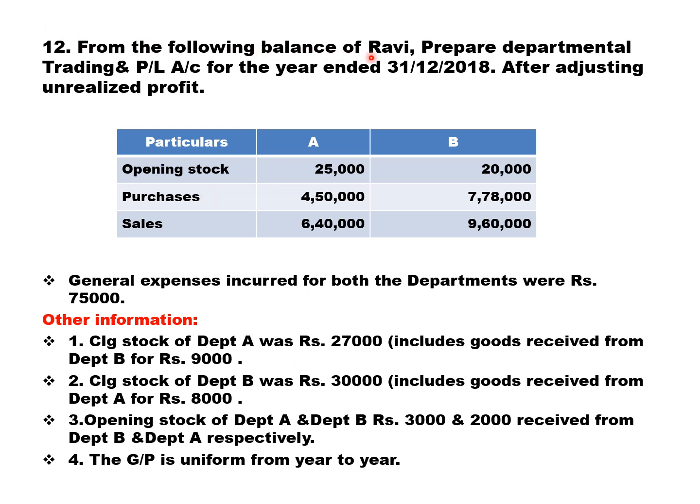From the following balances of Ravi, prepare departmental trading and PL account for the year ended December 18 after adjusting unrealized profit. Unrealized profit means, students, we call stock reserve. So what is unrealized profit? Profit included in the amount of transfer from one department to another department. So when one department transfers goods to another department, which includes profit, then such profit is called unrealized profit.